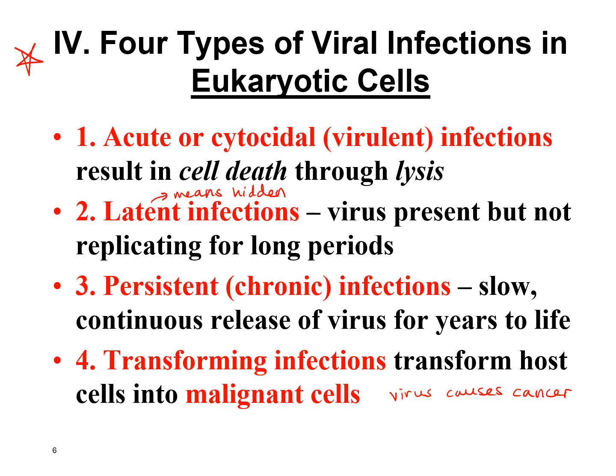We're going to switch over and take a look at the types of viral infections that can happen in eukaryotic cells. So there's 4 different possibilities. We've got acute or cytocidal infections. And this would be, for example, like maybe you get a cold or the flu, and your immune system will eventually, fairly quickly, get rid of the virus.